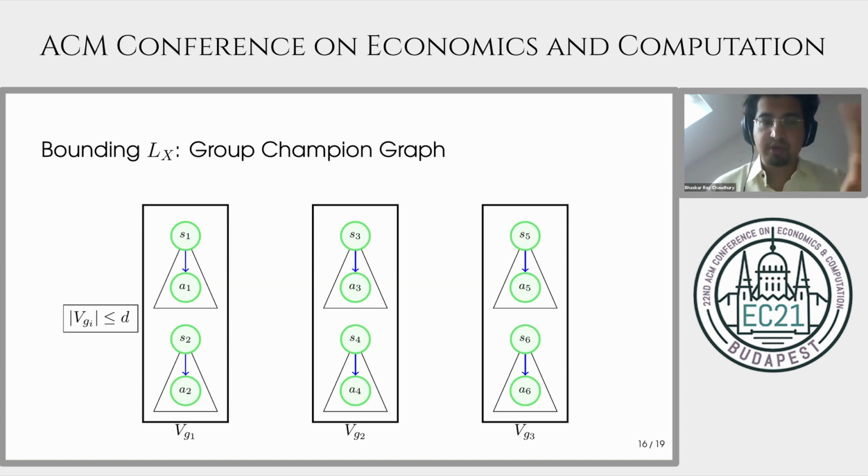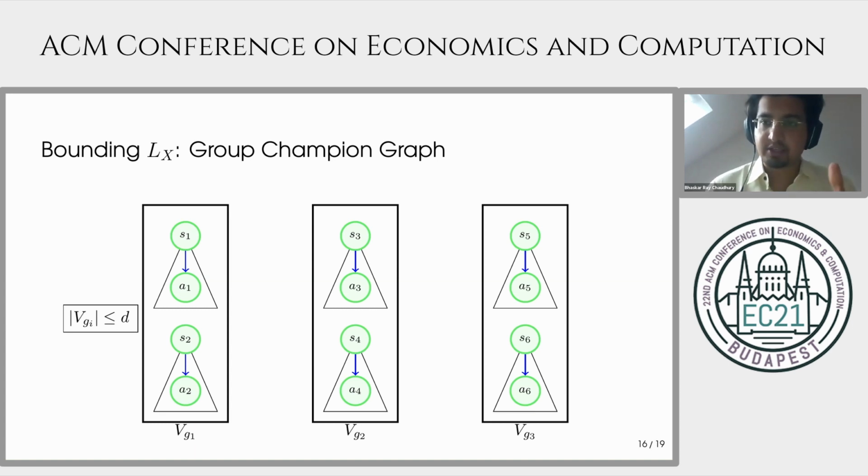So you have this component containing A1 and A2 in VG1. You have the component containing A3 and A4 in VG2, and the same for VG3. And notice that we are in the case where LX is a low demand good, so each good is valuable to at most D agents. So each part, each VGi, will contain at most D vertices, because each vertex corresponds to a component containing an agent that finds this good valuable. So each part has at most D vertices over here.